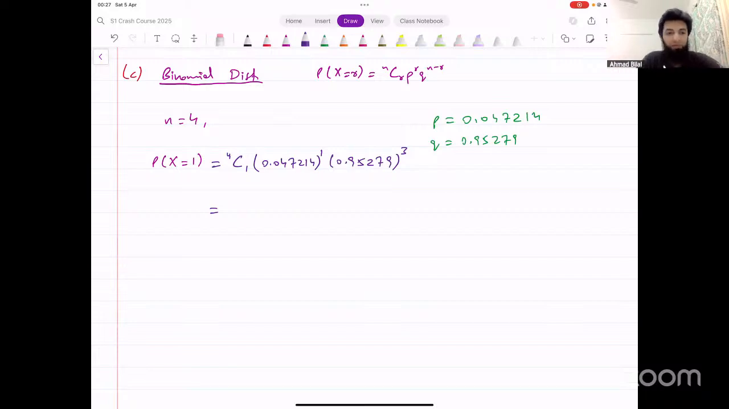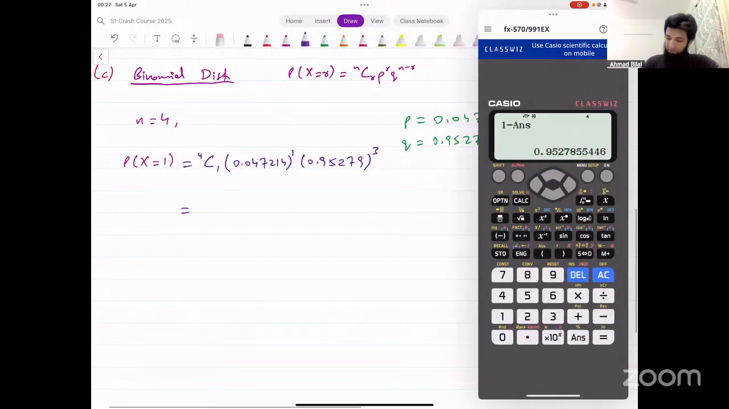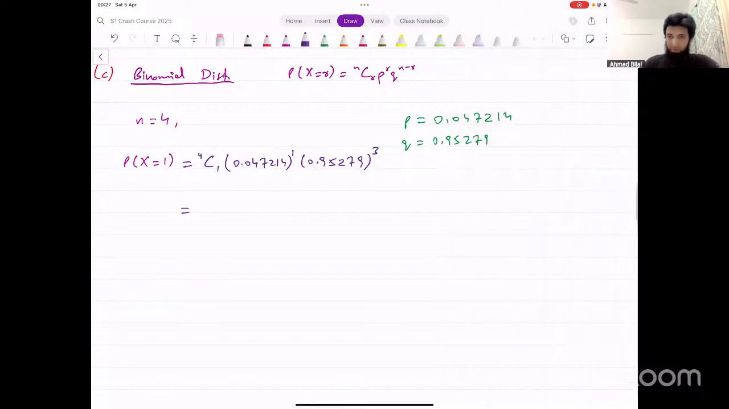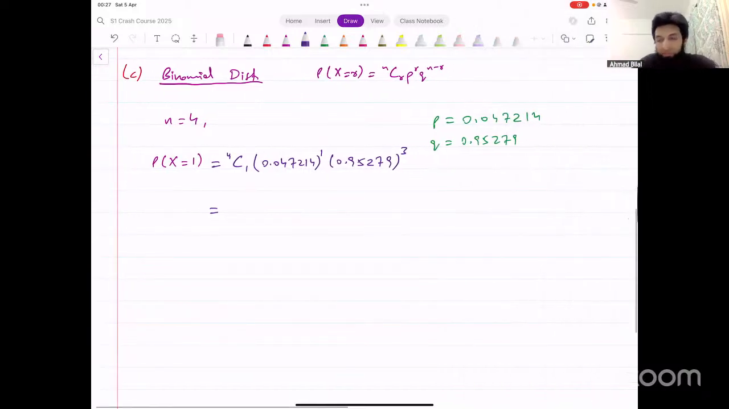What do we get from this? What's the answer from this? Okay, please do this calculation while I answer this question.